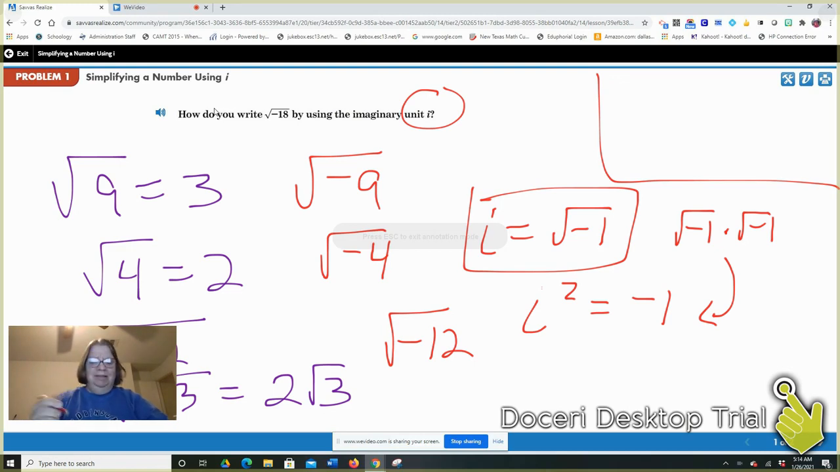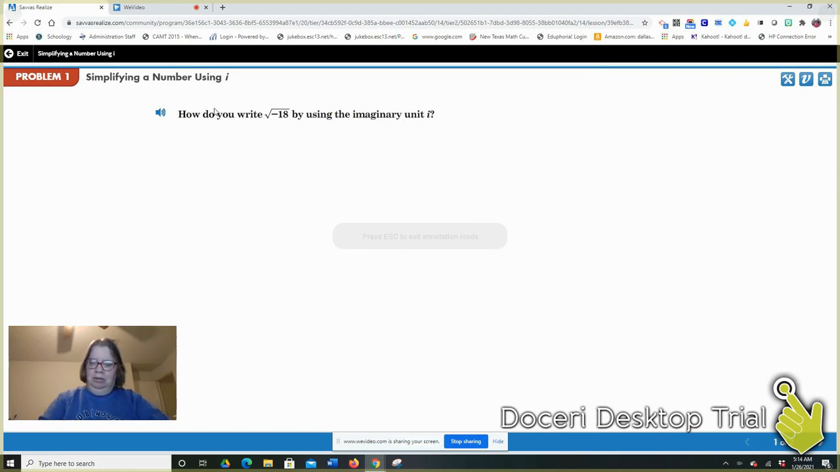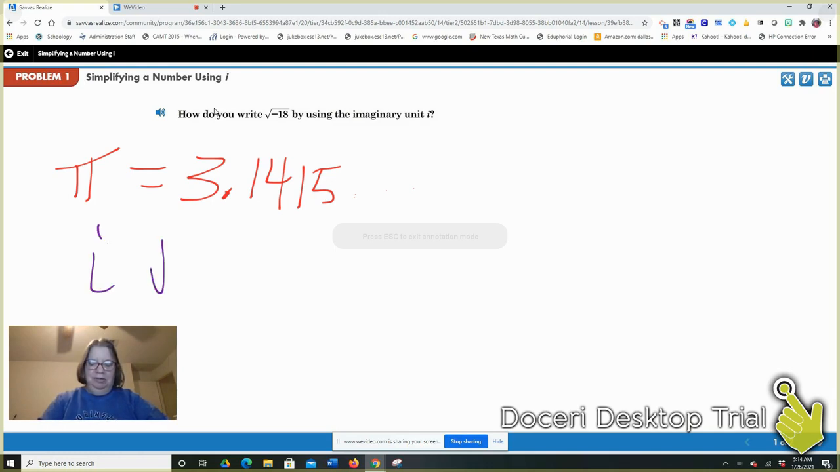You're familiar with a symbol in math, right? If I show you pi, you know that is 3.1415 and so on, right? Because it's a symbol and you know what that symbol represents. Today we're learning a new symbol, and that new symbol is i, and it is the square root of negative 1.